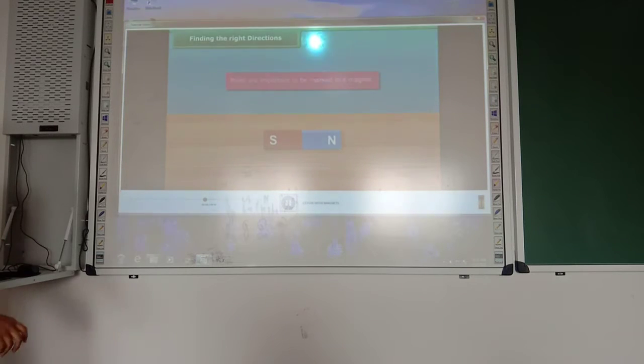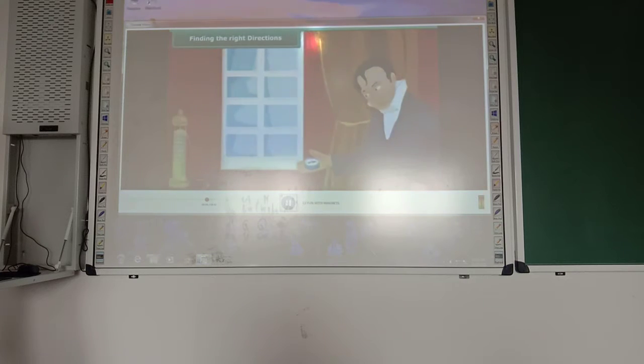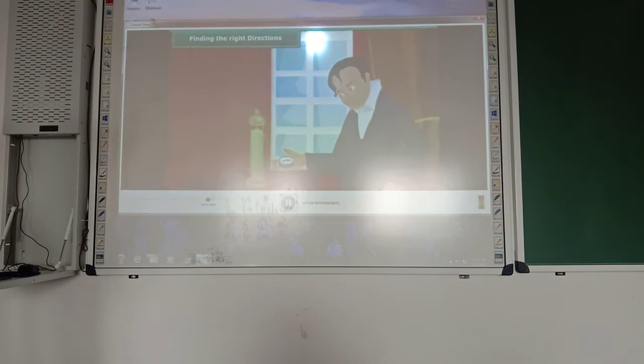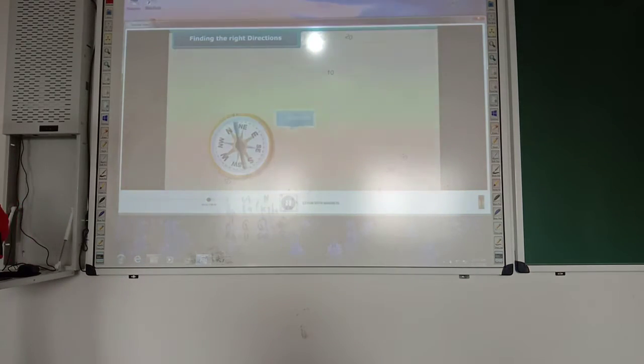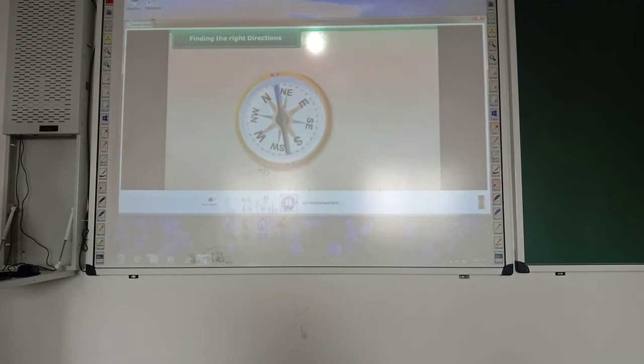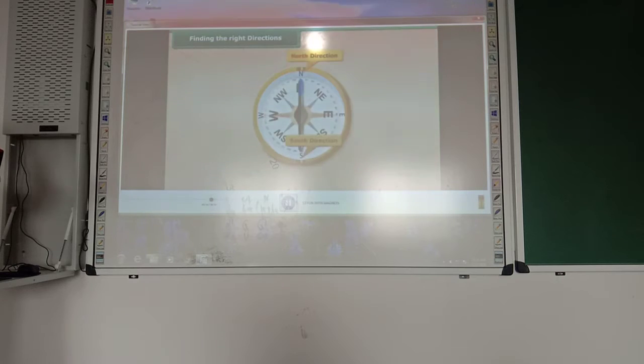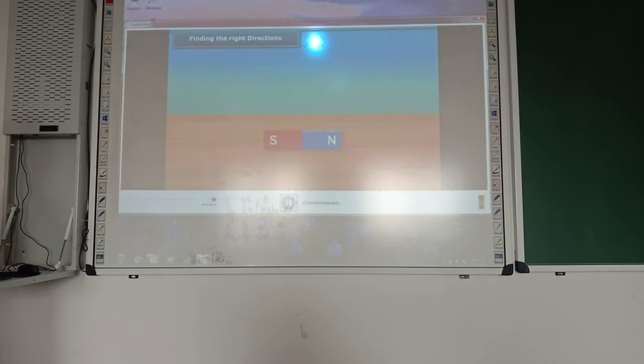Now look at why poles are important to be marked in a magnet. We all know that to find directions we use a compass. This compass has a needle that keeps moving in all directions, but when steadied, always points to the north. This helps us in finding directions accurately. This is why we need to mark the poles of a magnet.